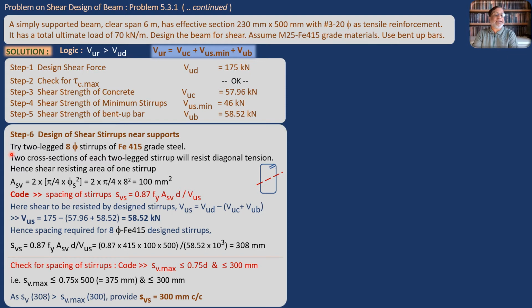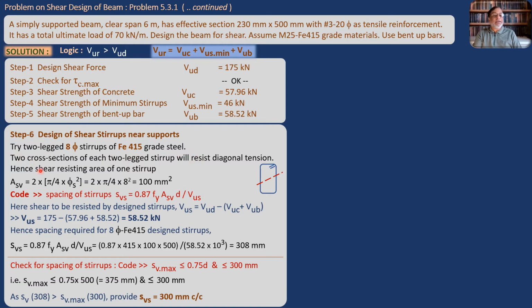So we will here say try two-legged 8 mm stirrups of Fe415 grade steel. Here we are saying try. Try means with this assumption we will proceed. So we can usually start with this assumption that we will use two-legged stirrups, that is almost universal. Then we will use 8 mm diameter bar for making a stirrup, and we will use the stirrup of Fe415 grade steel. That is what is the grade of steel that is given to us. So we will assume these three things: two-leg stirrups, 8 mm diameter, and Fe415 grade steel.